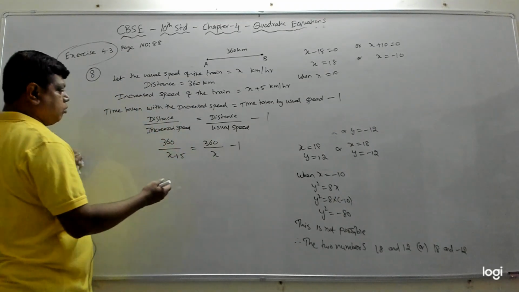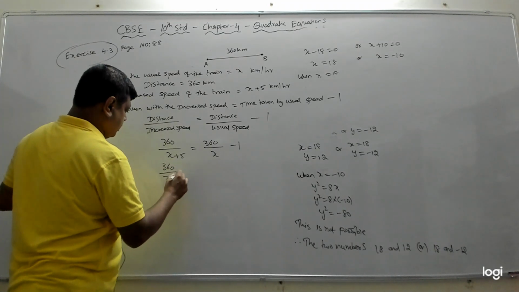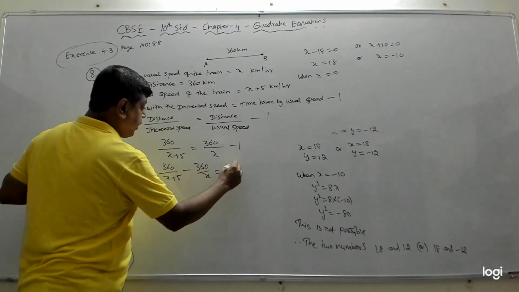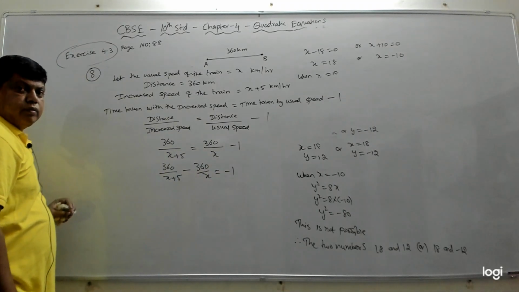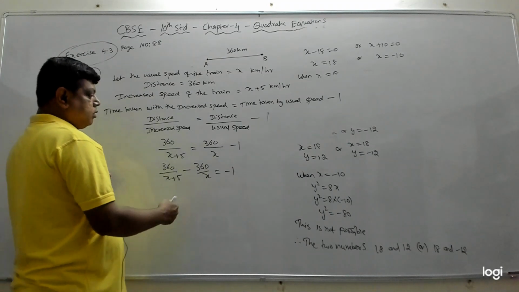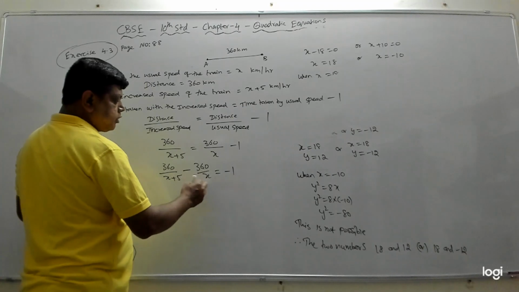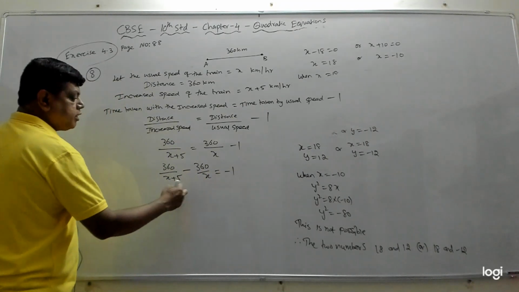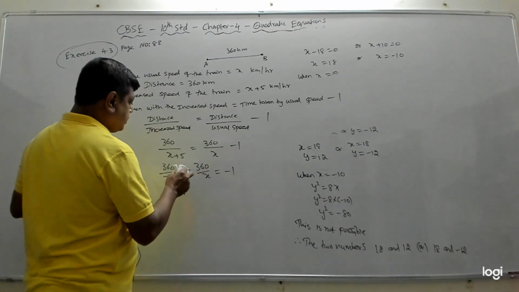Fine. So now we will bring this to this side. You will get 360 by x plus 5, and this will come here and become minus 360 by x, equal to minus 1. You have to be careful here: if it comes here, it becomes minus. Here it will have minus 1. We can avoid this minus if you want, to keep it positive, by interchanging these two, or cancelling throughout by negative.